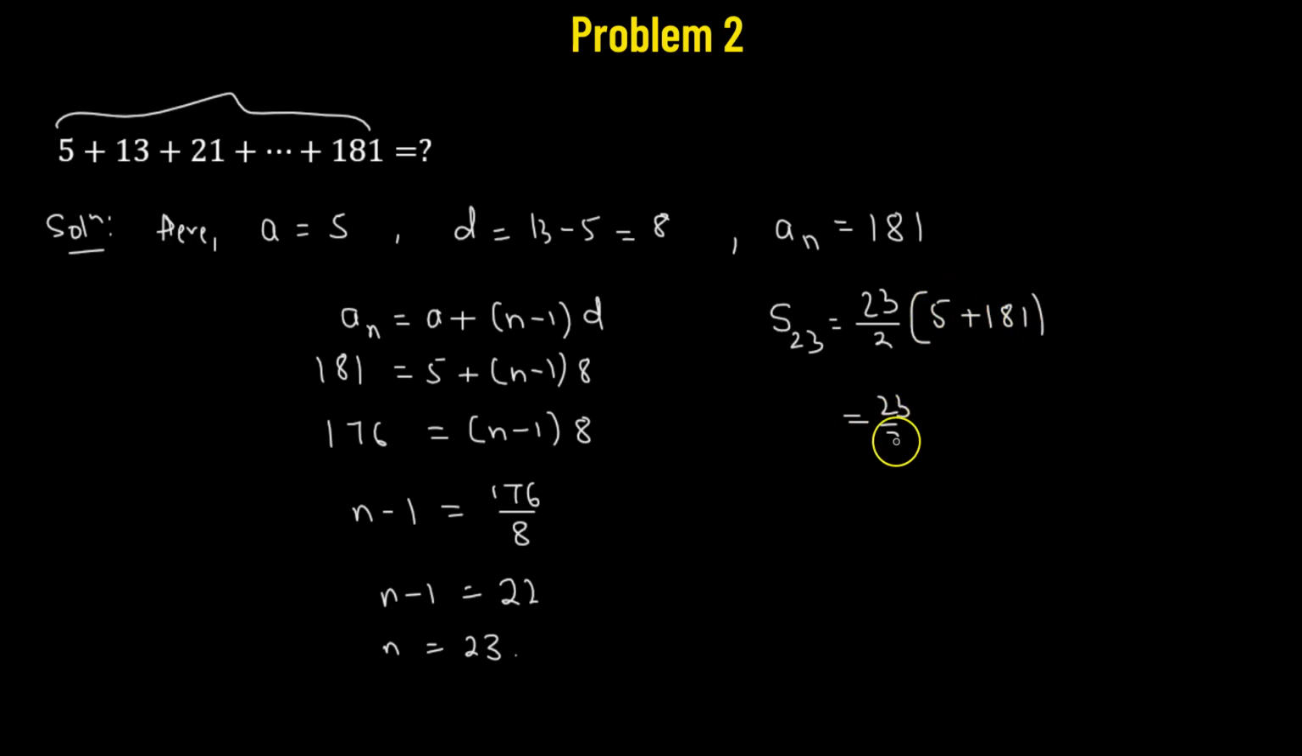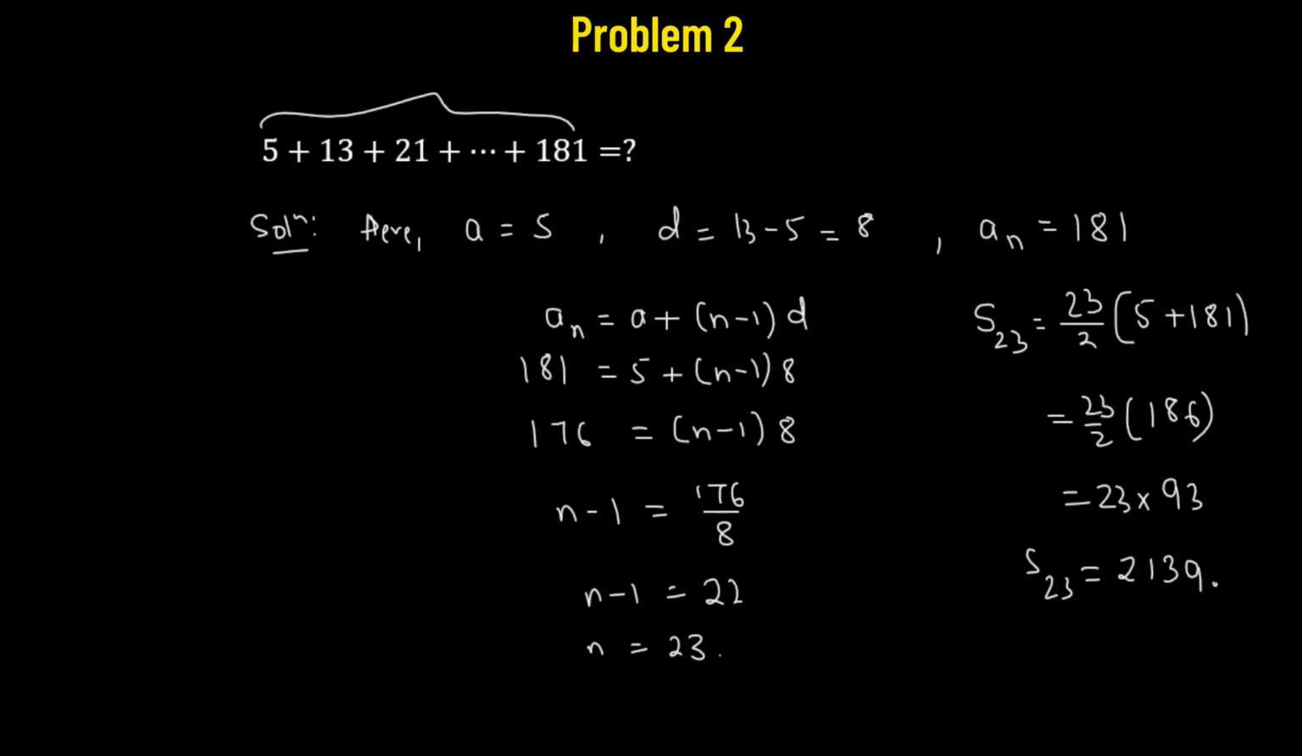So we have 23 over 2. Multiply to 181 plus 5, that's going to be 186, which is 23 multiplied to 186 divided by 2, which is going to be 93. So this is going to give us a value 22,139. So this is going to be the sum of the 23 terms, or you can simply do the sum of the given arithmetic progression.